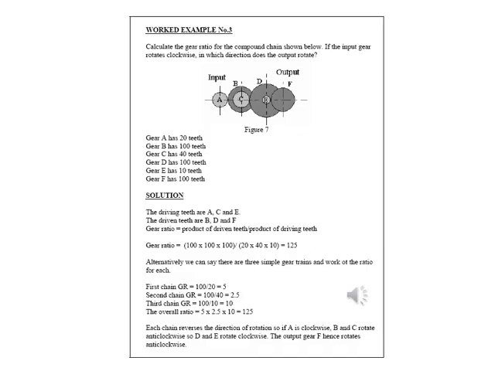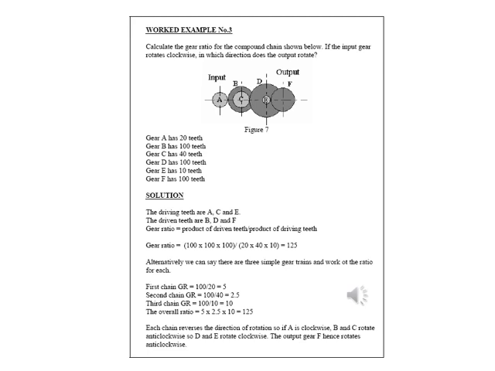Here's an example for the compound gear train. Calculate the gear ratio for the compound chain shown below in that figure. If the input gear rotates clockwise, in which direction does the output rotate? So the input is clockwise, what is the direction of the output gear? Over here you have gears A, B, C attached together, and D, E attached together on one shaft, and then the output gear is F. Gear A has 20 teeth, B is 100, C is 40, D is 100, E is 10, F is 100. So the driving teeth are A, C and E.